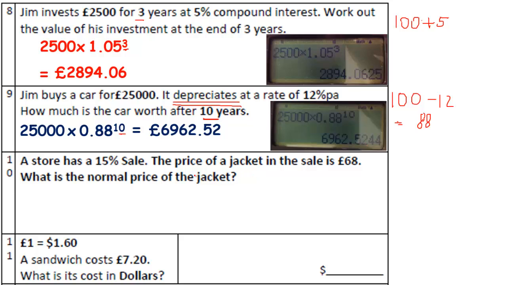Question 10. In a store, a store has a 15% sale. The price of a jacket in the sale is £68. What is the normal price of the jacket? So originally the normal price is 100%.